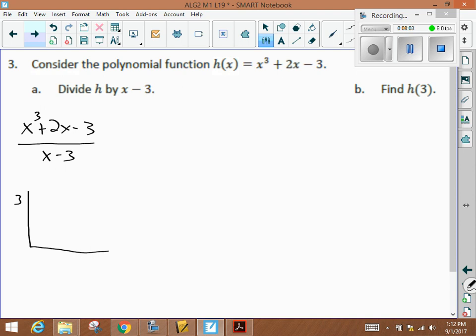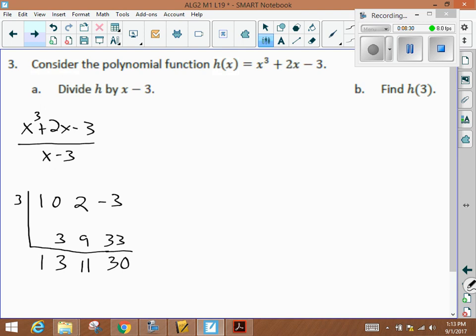All right, so x cubed. There's 1 x cubed. There's no x squared, so I'm going to use a 0 as a placeholder. There is an x, that's 2, and then my negative 3 will go there. Drop my 1. 3 times 1 is going to be 3. 0 plus 3 is 3. 3 times 3 is 9. 2 plus 9 is 11. 3 times 11 is 33. And when I add those, I get 30, right?